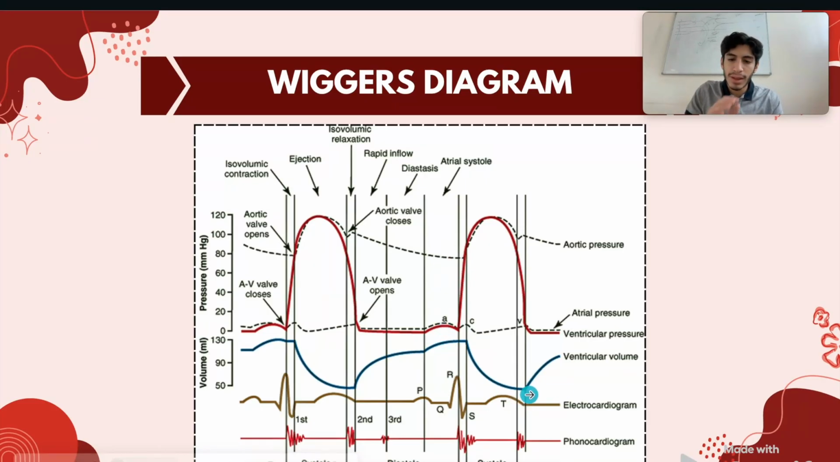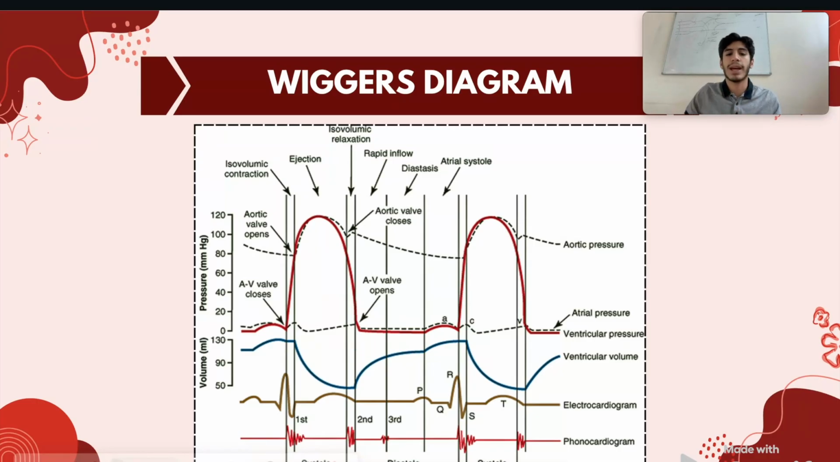Until the AV valve, the mitral valve, opens again, right? So the mitral valve opens, and then now blood can go from the atrium to the ventricle. So now the ventricles relax, and you have three phases. The first phase being the rapid filling of the ventricles.